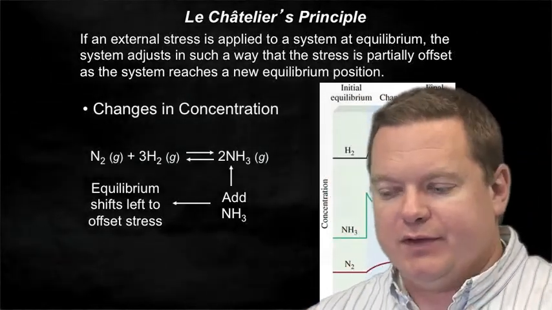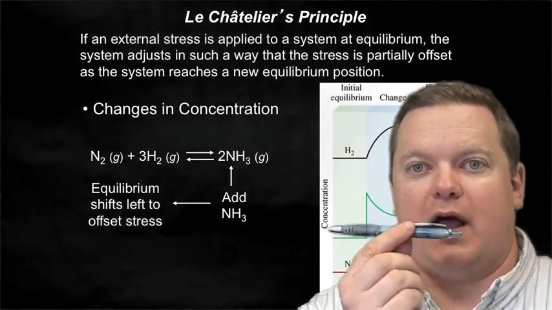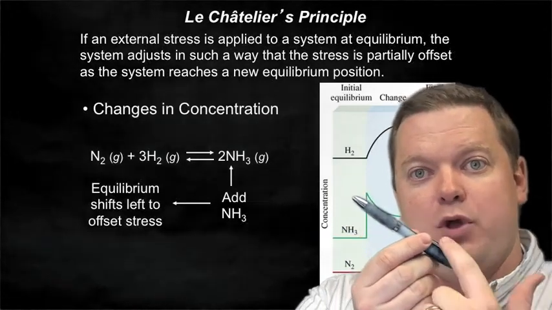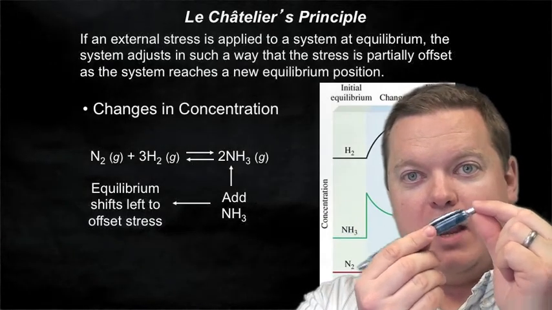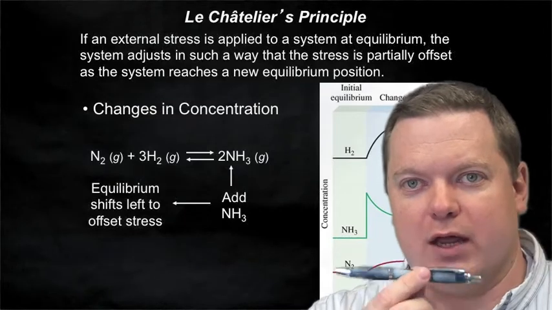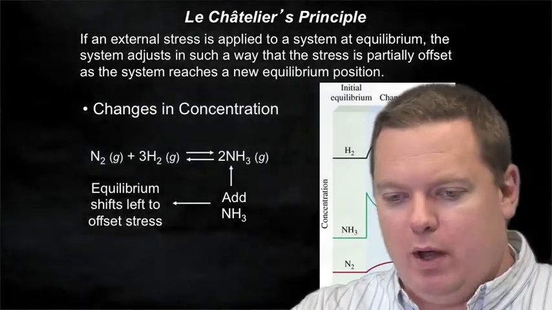Remember, I like to think of it as a teeter-totter. We want a nice, stable, flat teeter-totter. So if we're adding mass to this side, in order to get it back to stable we're going to shift in that direction. If we take some of this mass away, now this one gets higher, and we're going to shift to reestablish that equilibrium. This teeter-totter analogy works really well.